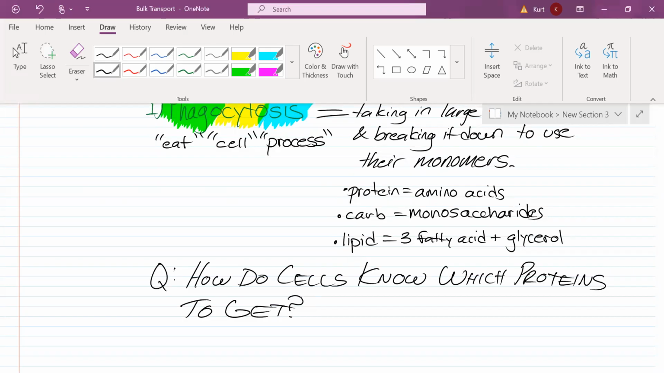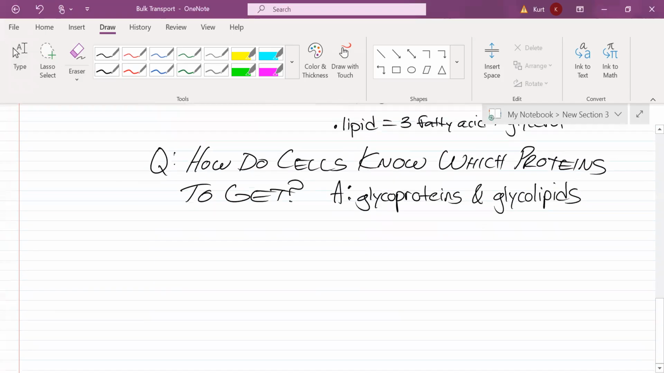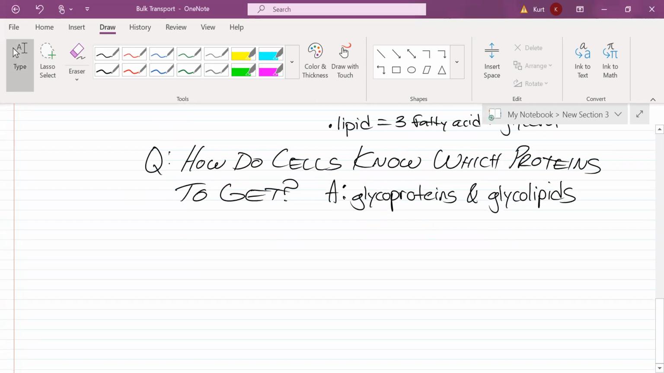No, these things, what I'm thinking of is projecting from the plasma membrane. Yep, and glycoproteins and glycolipids. Right. Glycoproteins and glycolipids. Guys, these are going to be serving as receptors. They're able to differentiate what the cell does need and what the cell doesn't need. So it basically marks a vesicle for digestion or not.